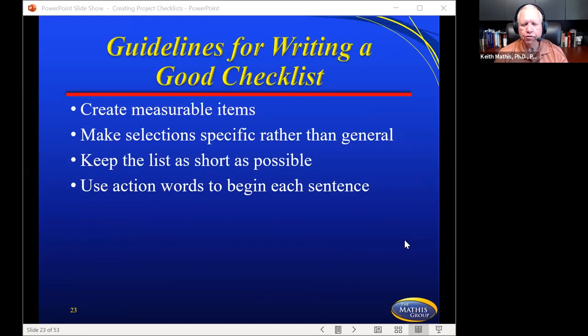Now, there are some guidelines for writing a good checklist. The first is to create measurable items. Whatever we want someone to do, they've got to be able to know for sure that they've done it. We'll show you some samples in a moment. Make selections specific rather than general. The more general, the harder it is for people to know whether they've done it or not. Keep the list as short as possible. Use action words to begin each sentence. We'll show you what we're talking about there in just a moment.